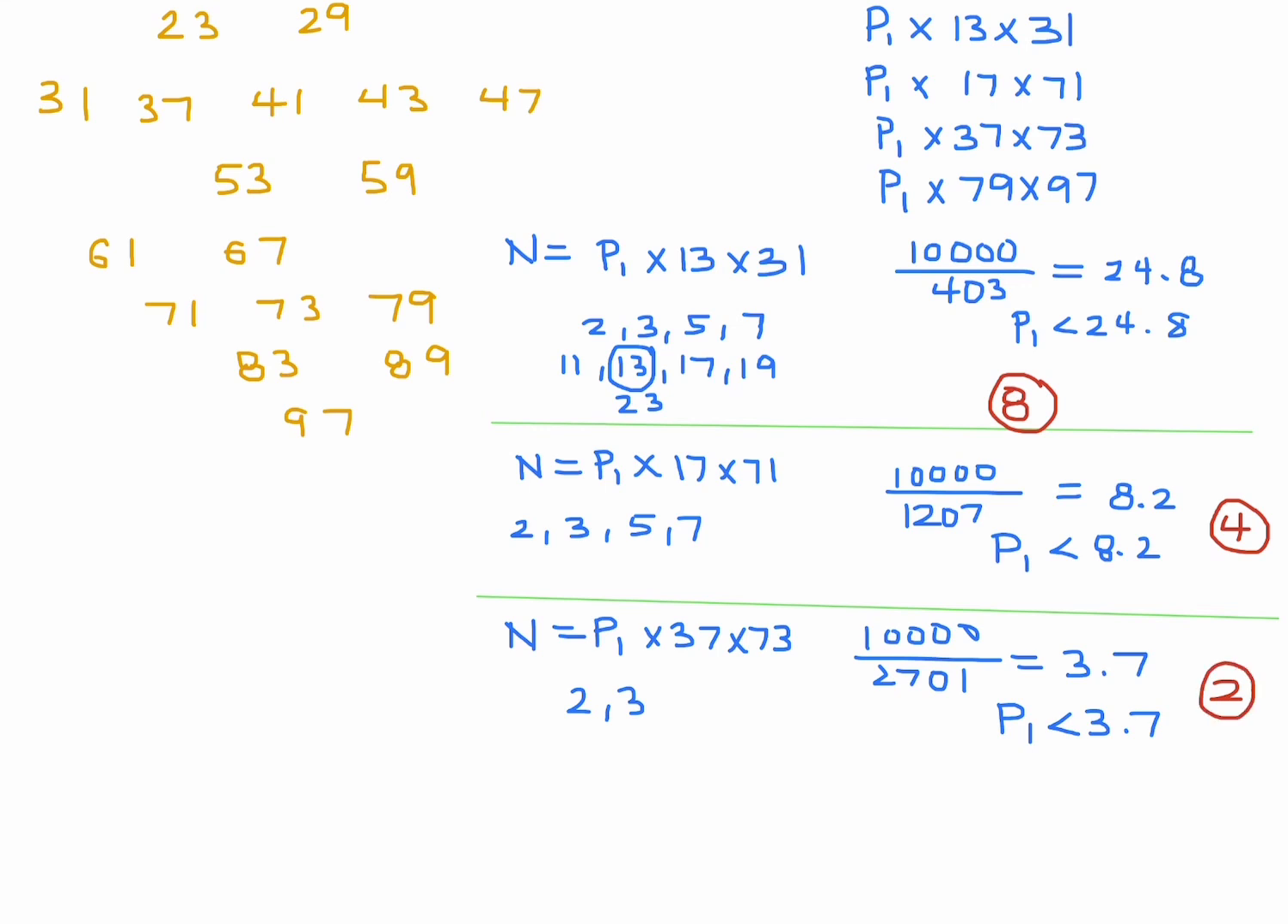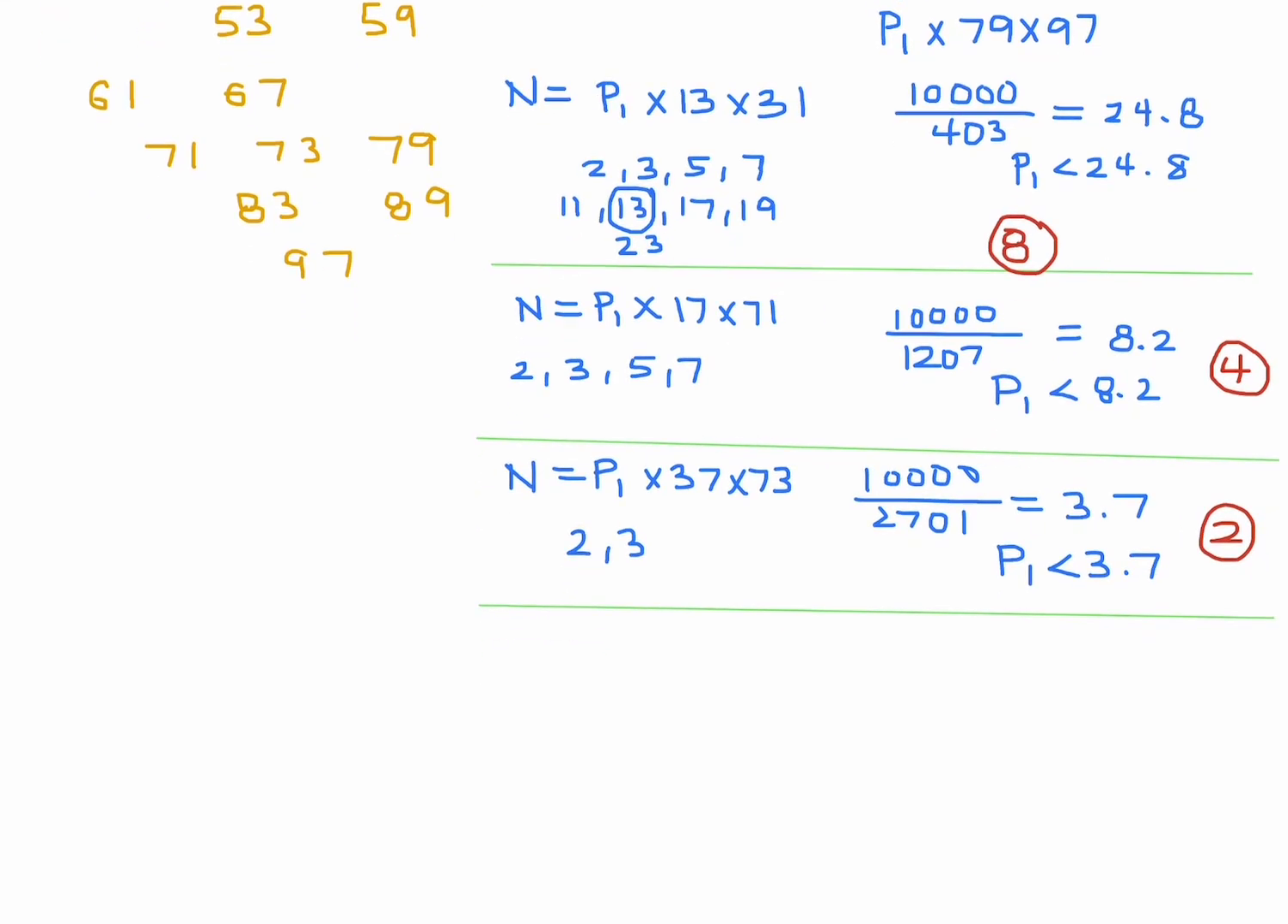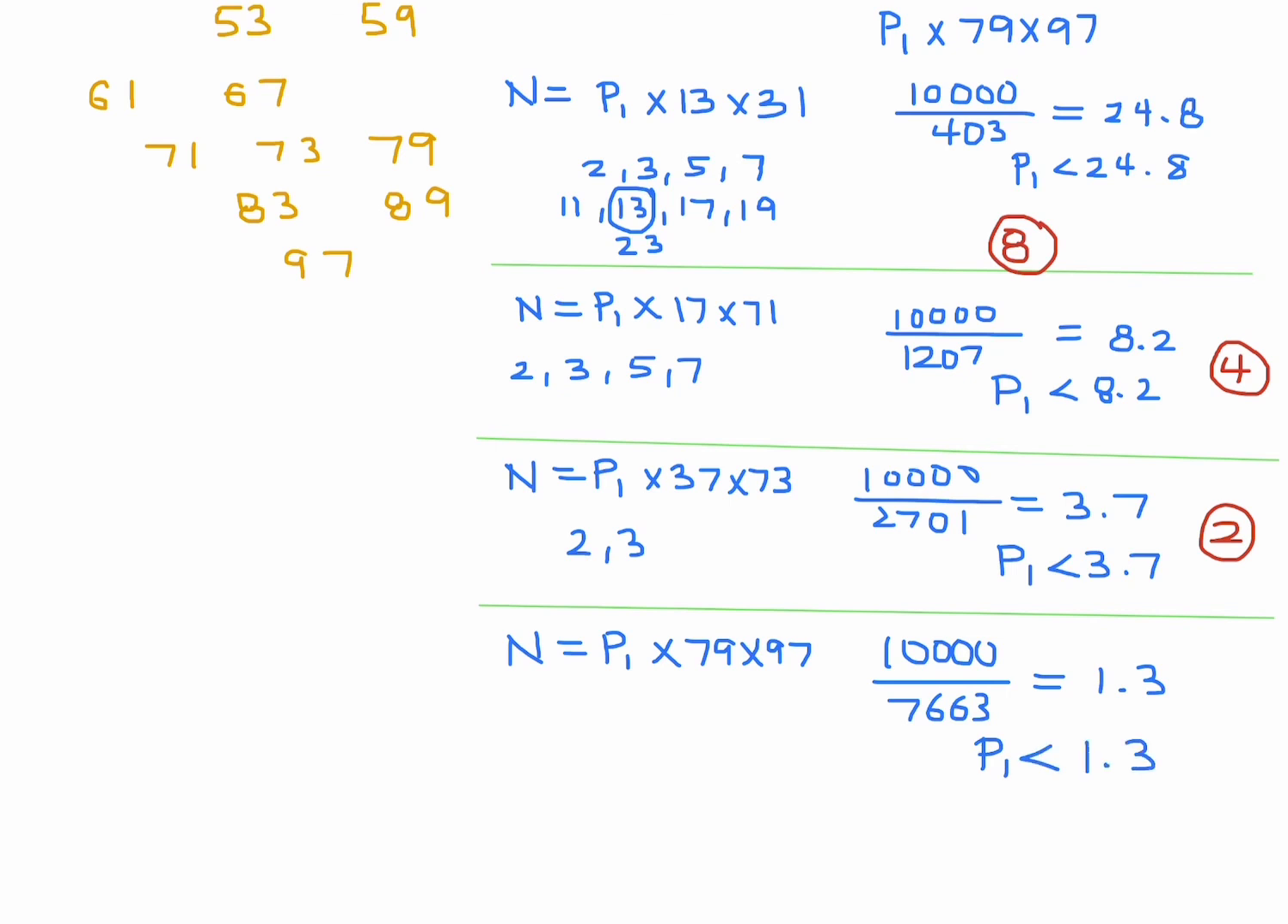And then we've got one last one. It's this one right here, 97 and 79. So 79 times 97. Again, 10,000 divided by this product, which is 7663, and that is approximately 1.3. So P1 has got to be less than 1.3. Well, there's no prime number less than 1.3.